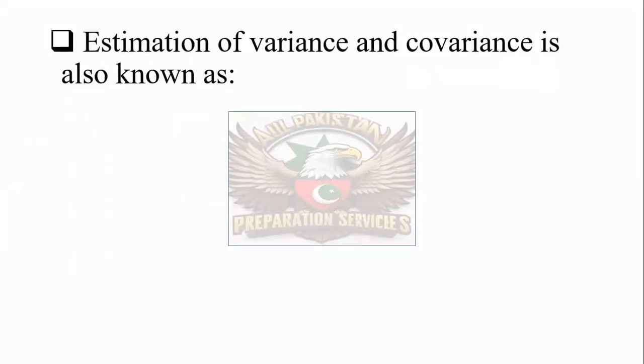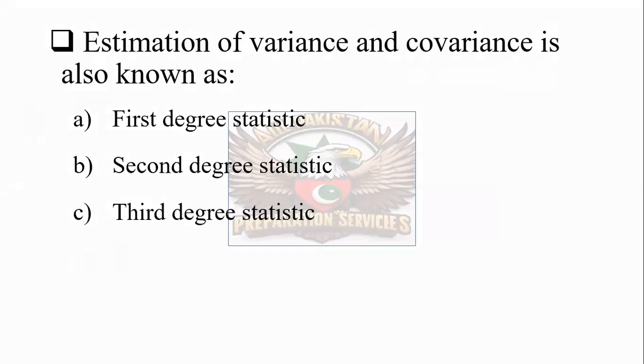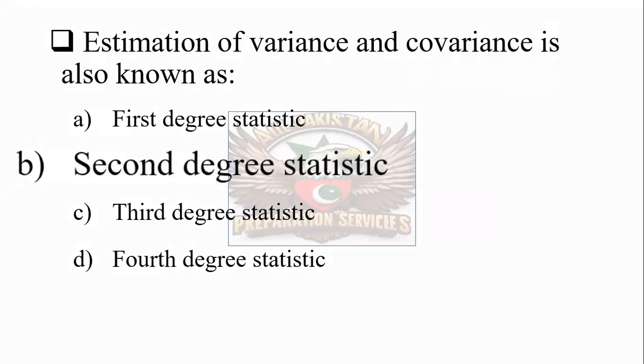Estimation of variance and covariance is also known as first degree statistics, second degree statistics, third degree statistics, or fourth degree statistics. And the correct one is second degree statistics.